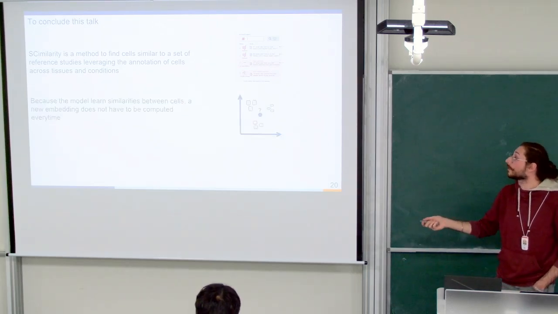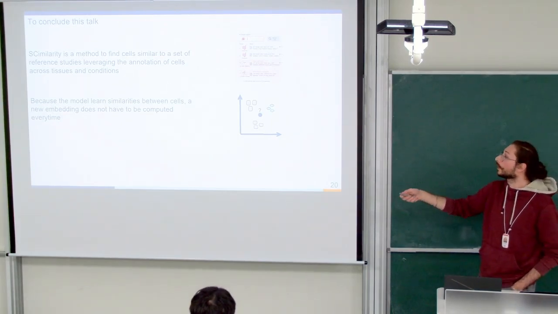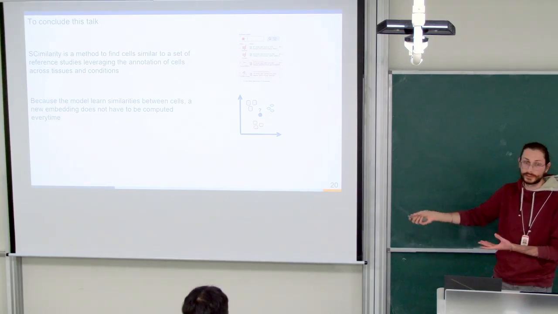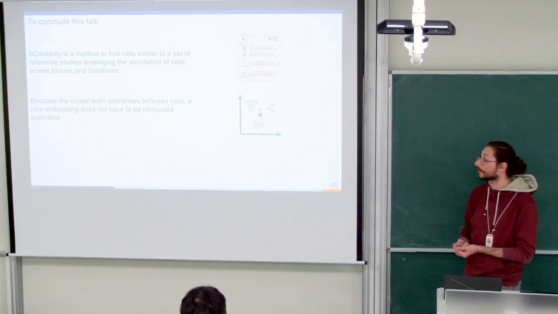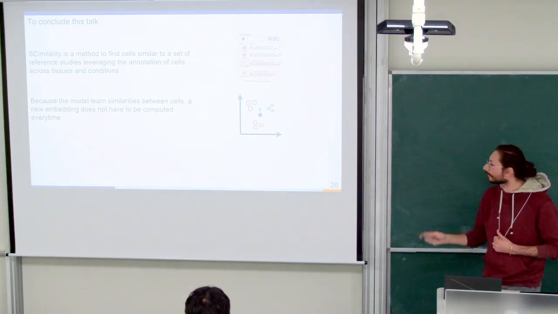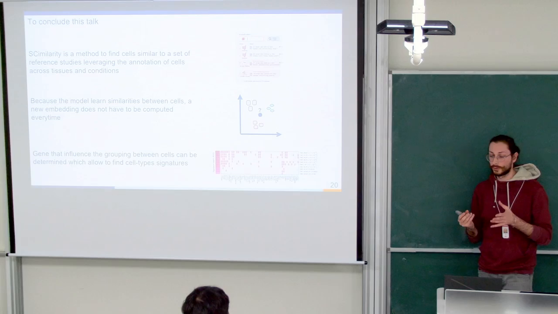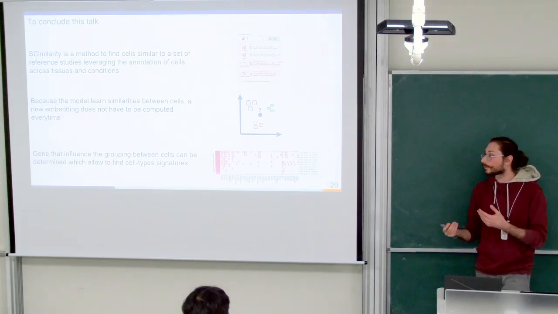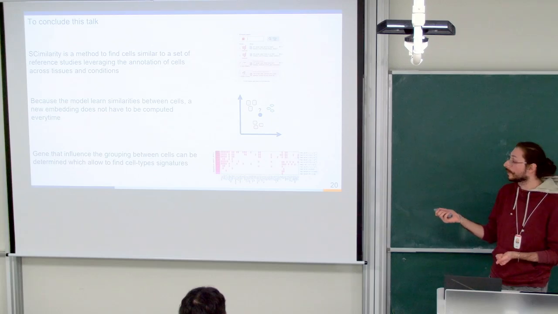What is interesting with this method is that it learns similarities between cells. It computes an embedding that clusters together similar cells, but most importantly, we don't have to recompute this embedding every time we want to add new cells. We can feed it with new data, and it will generalize quite well. And lastly, one thing that I find really interesting is that usually with machine learning and deep learning models, it's quite hard to analyze more than what the model gives you. But in this case, we can actually go beyond that.